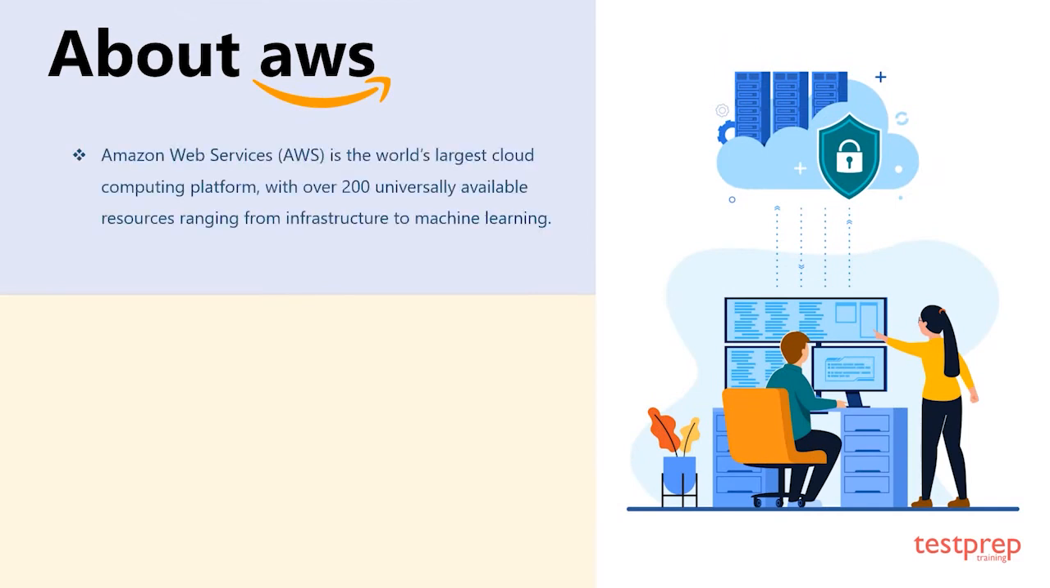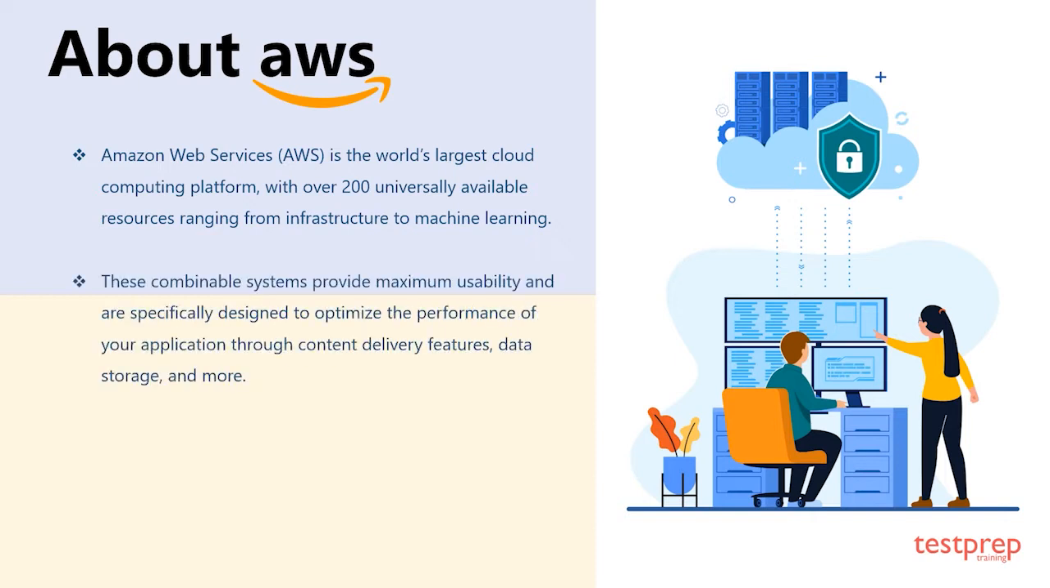So, Amazon Web Services, AWS is the world's largest cloud computing platform, with over 200 universally available resources ranging from infrastructure to machine learning. These combinable systems provide maximum usability and are specifically designed to optimize the performance of your application through content delivery features, data storage, and more.